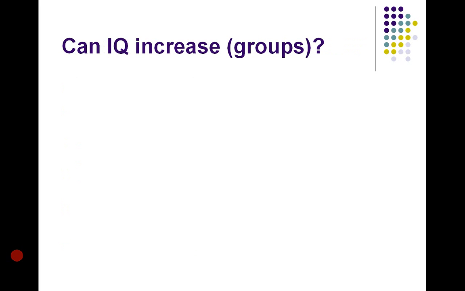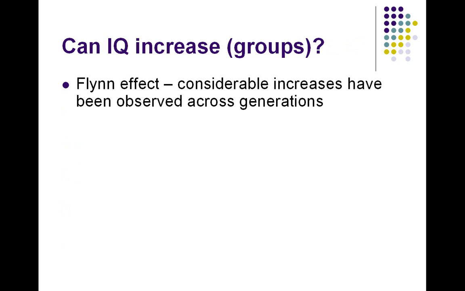So, what about groups? The Flynn effect showed that different groups of people actually increased their IQs across different generations, and this shows that IQ is not entirely genetic, that there is an environmental aspect to it, and there are no changes in the genetic code of the different generations. So this research has been very interesting in showing that IQ is greatly affected by education and learning and a rich environment.